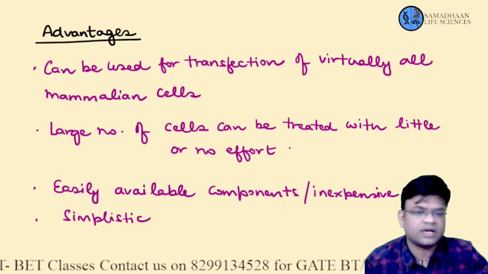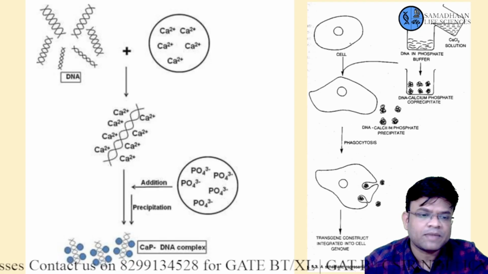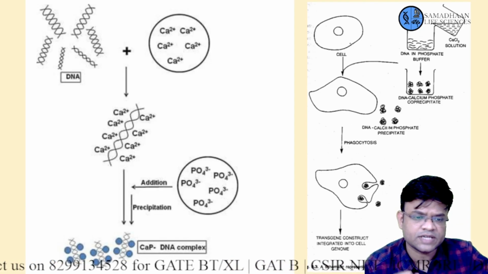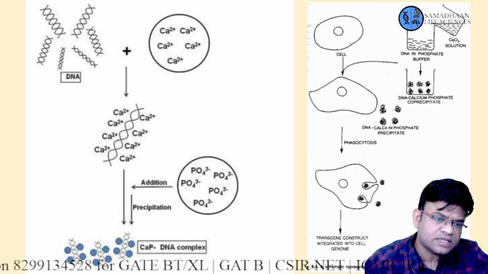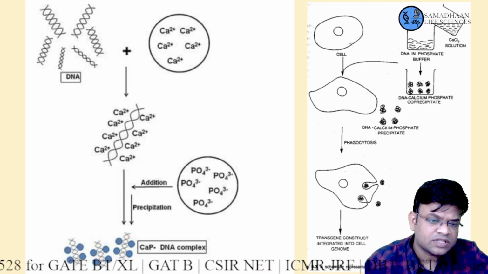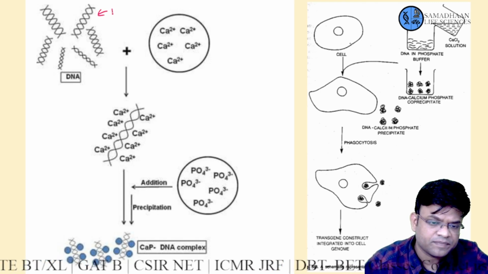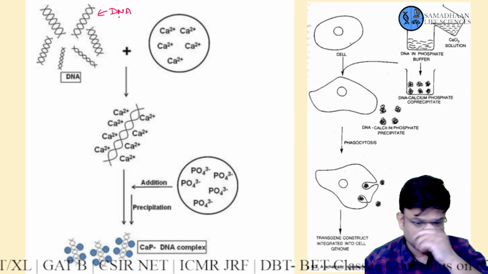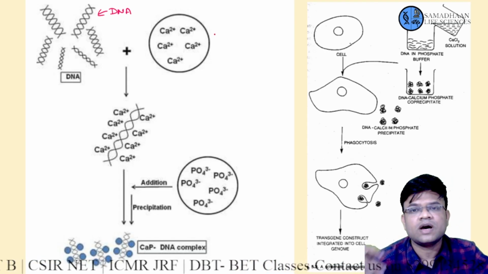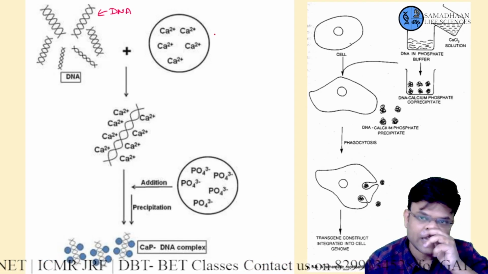Now let us move on to the diagrammatic representations first, and then we would be talking about the advantages and disadvantages. Now you can see that this diagrammatic representation clearly depicts what is happening. So in the first image you can see that this is the DNA over here. Now you are adding DNA to the phosphate buffer, and then you are also adding calcium to it.